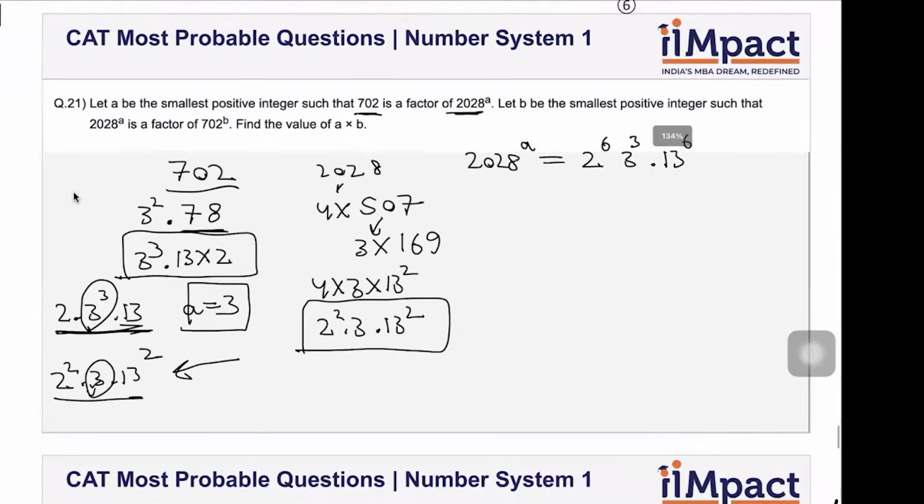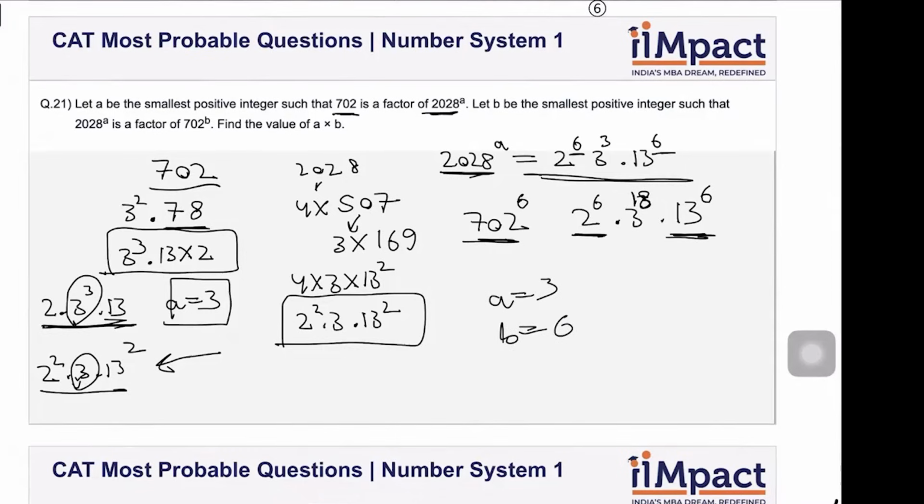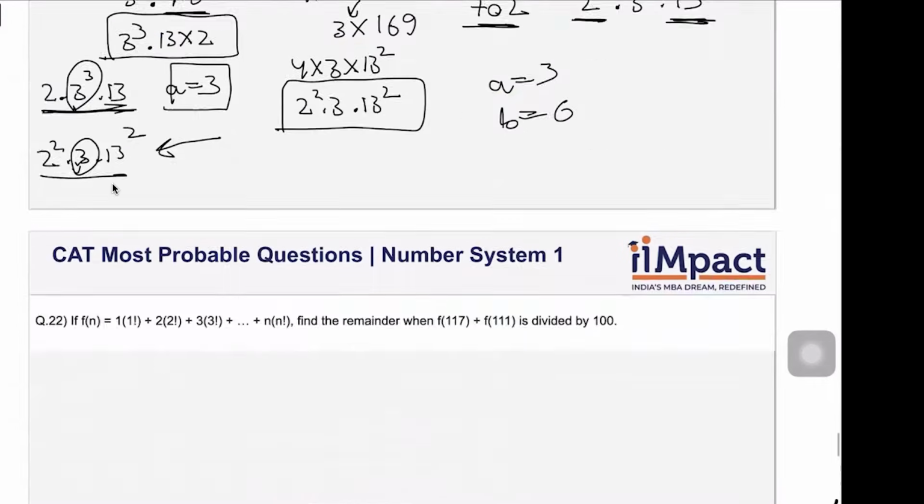Now I want this to be a factor of some power of 702, which is 2 into 3 cube into 13. Obviously, the limiting case here is going to be 2 and 13, because the denominator has 6 powers of 2 and 13, but 702 itself has only 1 power of each. So I should raise this to 6. So this will become 18, and this will become 6. This would be divisible by 2028 to the power a. So a is equal to 3 and b is equal to 6, which means a plus a into b is going to be 18. Moving on.